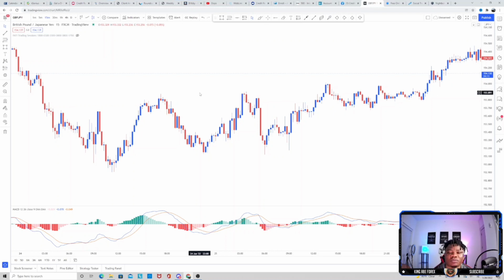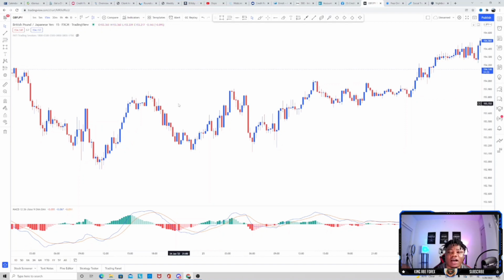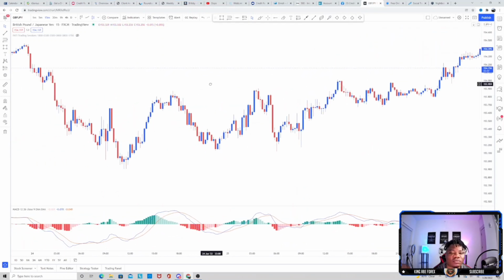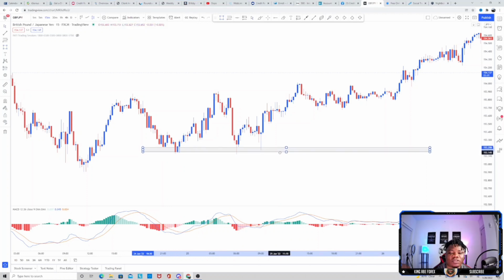Now, for a buy position, looking at the chart, we need to figure out our highs and our lows. And you can see, look at GBP JPY here, we're still in an uptrend. Now, we're looking for our low. We have to identify our low, and we can see that we had a low here previously.